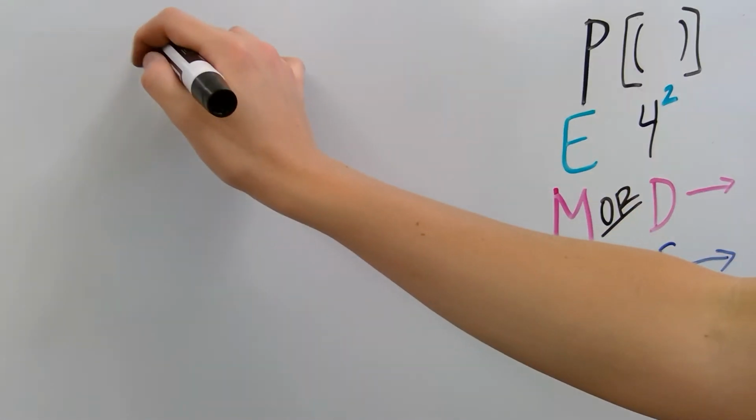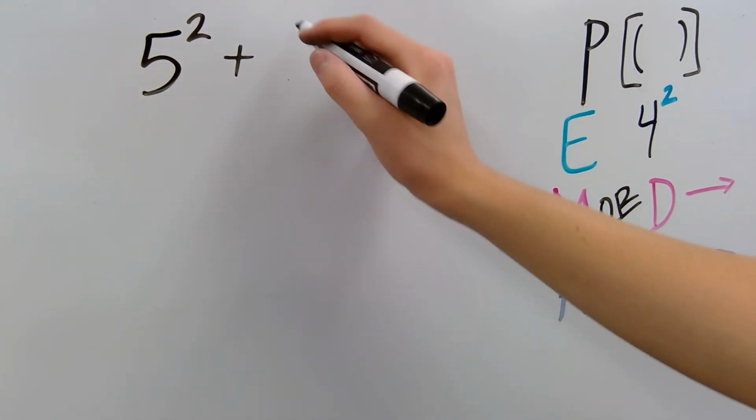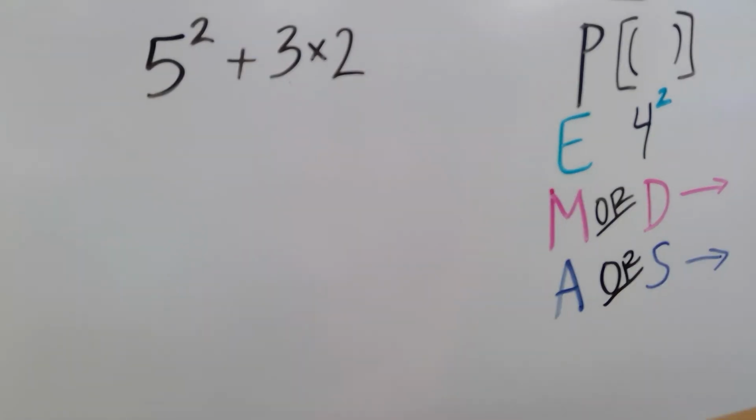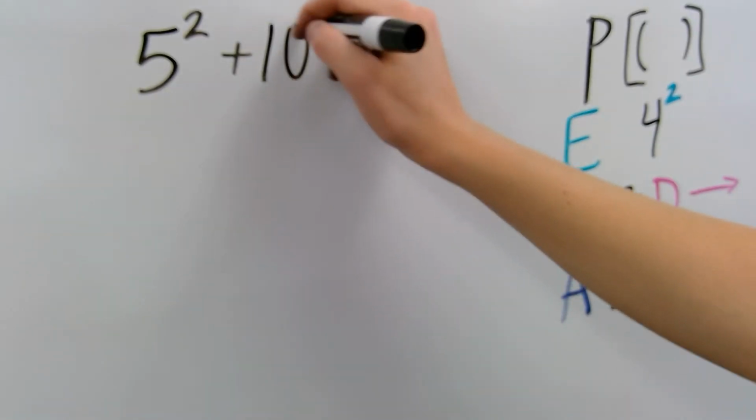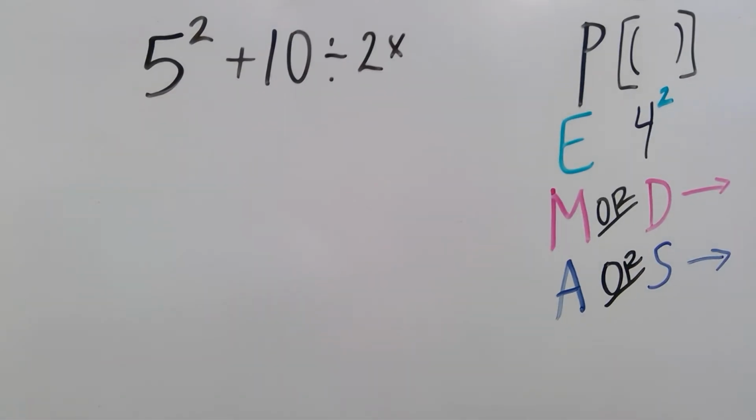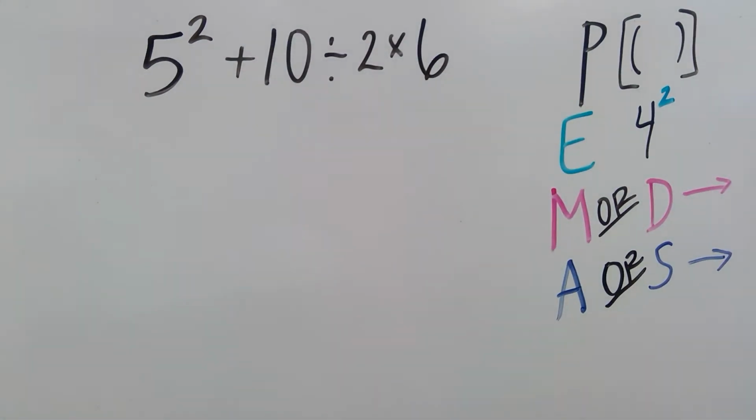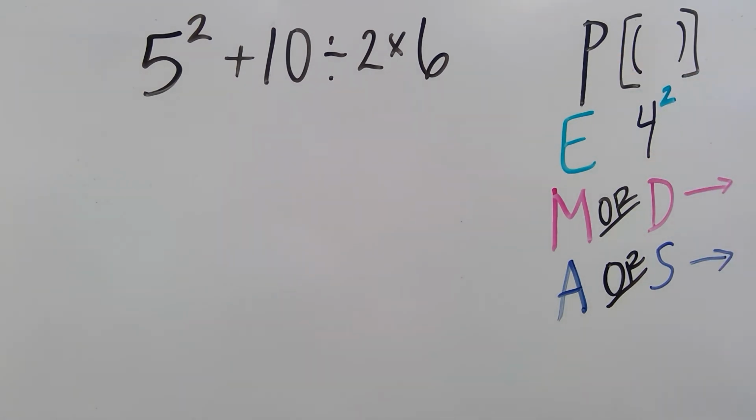So let's say we have 5 to the second power plus 3 times 2. No, I'm going to change that. 10 divided by 2 times 6. Okay. So go ahead, click pause, solve this problem, and then click play when you're ready to see how you're doing.